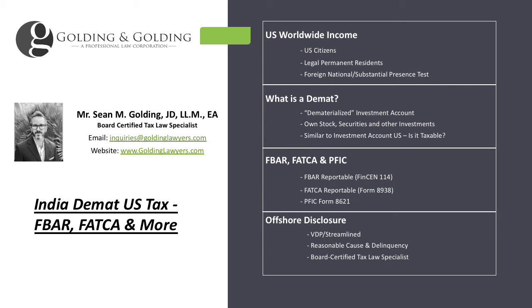If you have not properly reported the Demat and you're worried and you want to get into compliance, there's lots of various programs available. The general catchphrase is offshore voluntary disclosure or offshore tax amnesty. If you're willful or you can't qualify or you can't certify, under penalty of perjury, that you're non-willful, you would do the VDP, Voluntary Disclosure Program. If you're non-willful, there's lots of options available to you. There's the streamlined filing compliance procedures, which is broken down further into the streamlined domestic and streamlined offshore. There's reasonable cause and there's delinquency.